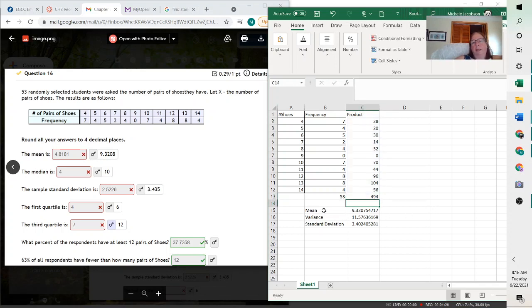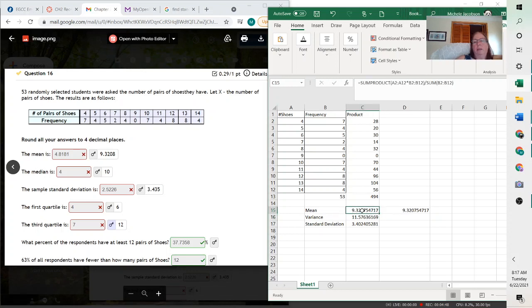Now to find the mean then, you need to take this value, use equals for an equation. We take this value divided by the total frequency. So this is one way of finding it.